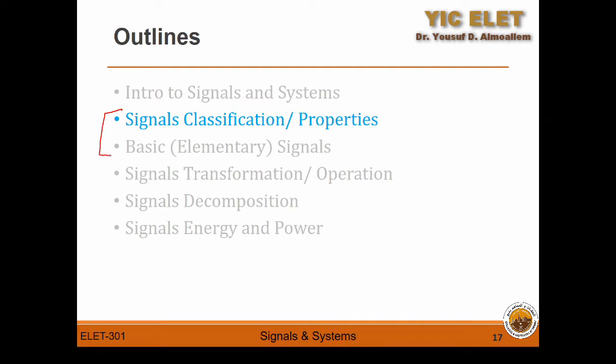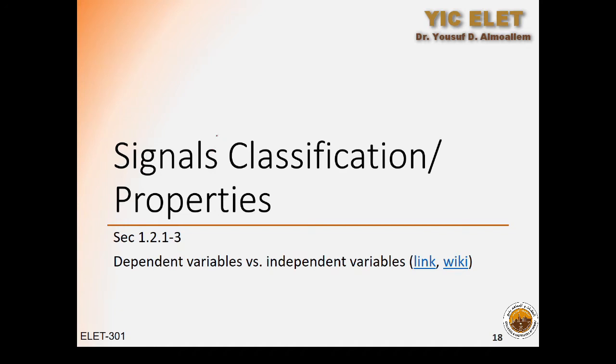This is the second part of this module, and in this part we're going to discuss these two points. We start with signal classification and properties, and then move to the basic elementary signals. Signal classification and properties is covered in the textbook in this section. And before starting to talk about signals in depth, somebody has to understand the difference between the dependent variables and the independent variables. I left these two links for you to go through.